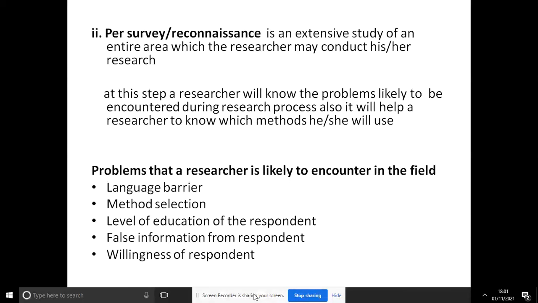So maybe a researcher is supposed to find a person who is going to translate some of the things. We will know the method to be used, the level of education of the respondents, any false information from the respondents, the willingness of the respondents. The issue behind is that he or she has to pick the easier method of collecting data, also based on the level of the respondents, that maybe some of us do not know how to read and write. So instead of a questionnaire, he'll be using an interview. Some traditional beliefs say that you should not count children, so he has to find another way to solve that problem before going there.